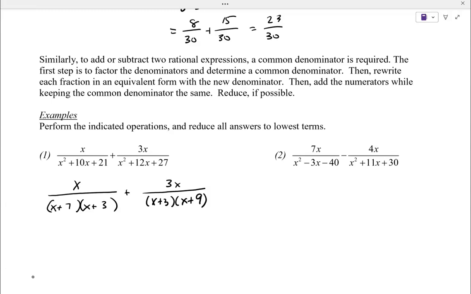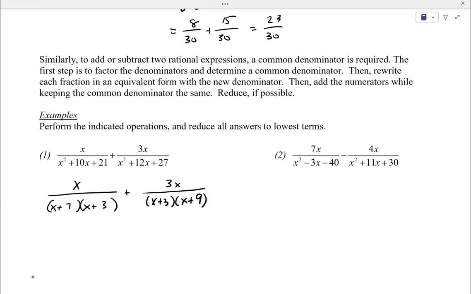Again, to get the 3 and the 9, I need things that multiply to 27 and add together to equal 12. Okay. So notice again, this first step that we just did is just like the first steps that we've been doing with the multiplication and the division, right? It's just that all I'm worried about now is the denominator, because I need a common denominator. Okay?